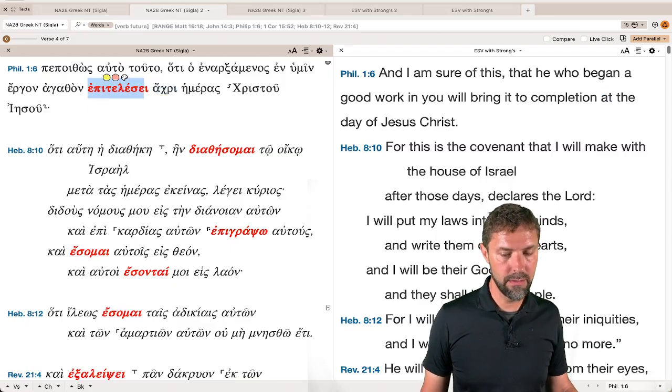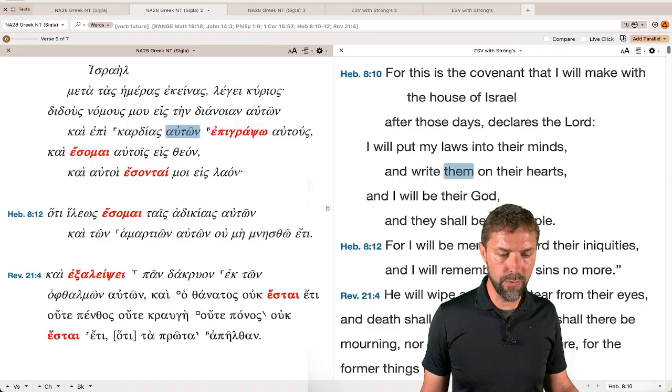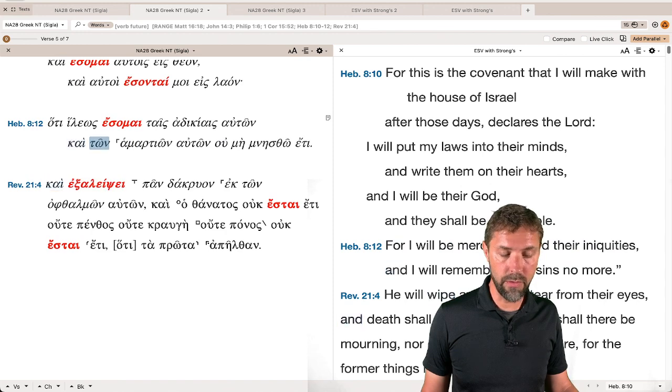It will be completed. Here, I'm not going to read the entire passage, but this is in Hebrews 8. And God's declaring his intentions in the new covenant. And I will write upon their hearts. And he will write his laws, my laws, in their minds. I will write them, and I will be to them a God, or for a God, and they will be to me for a people. I will be merciful to their iniquities. Down here, that's the end of that passage.